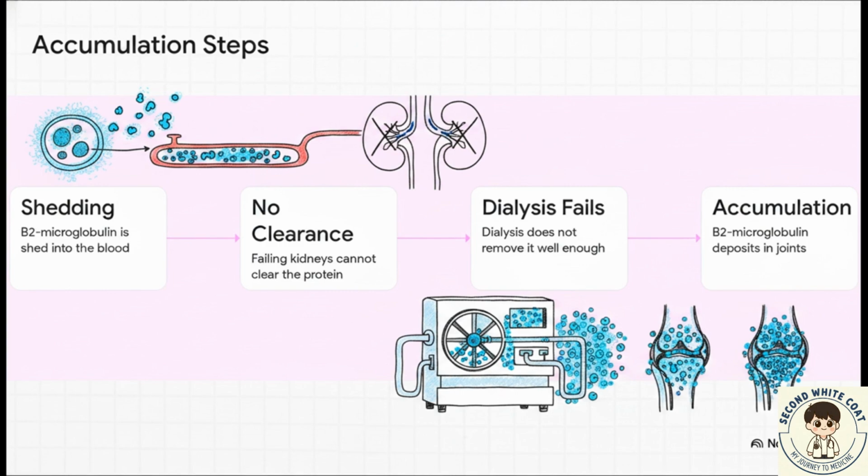Step 3 is the paradox and really the high-yield turning point of this entire case. While hemodialysis is an amazing replacement kidney for filtering out a lot of toxins, it completely fails to effectively remove this specific protein. So step 4, over 10 long years of dialysis, the beta-2-microglobulin relentlessly accumulates and physically deposits right into the joints, tendons, and wrists.